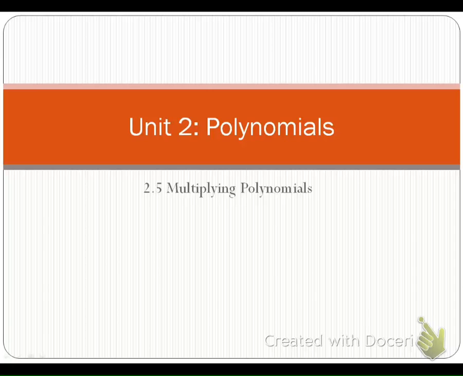This is Unit 2 Polynomials, Lesson 2.5 Multiplying Polynomials. In this lesson, you are going to be introduced to 3 different methods of multiplying polynomials. You might find one of these methods easier for you to understand and use than the other, but do attempt to try all 3 so that you can compare them. They may seem difficult at first, but with some practice, you may find one a lot easier than the others.